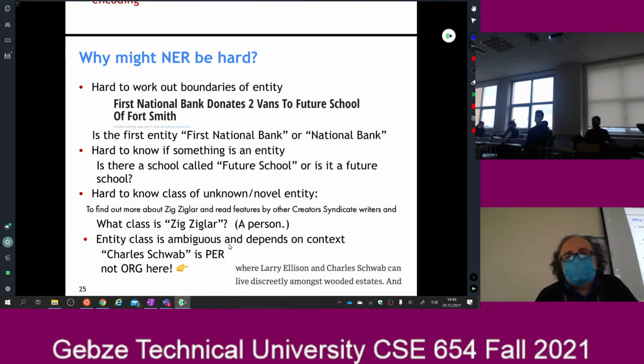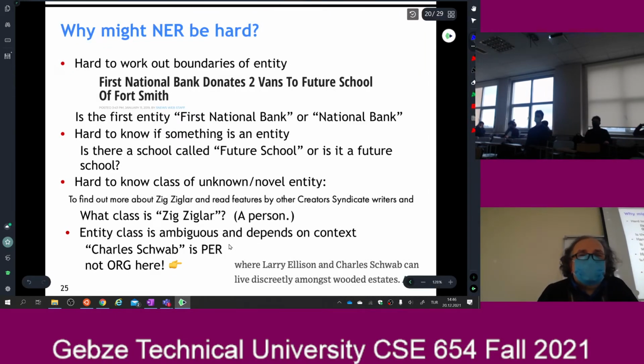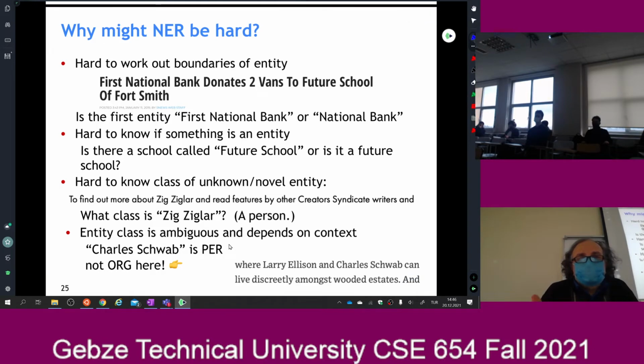So why do you think this is an NLP problem? Where is the ambiguity? The ambiguity is here. For example, First National Bank donates 2 vans to Future School of Forsyth. As human beings, it is easy for us to understand that there is a bank. What do you think? Is First National Bank the name of the bank, or is the National Bank the first bank to donate? National Bank, not the first one. So it requires some real world knowledge.